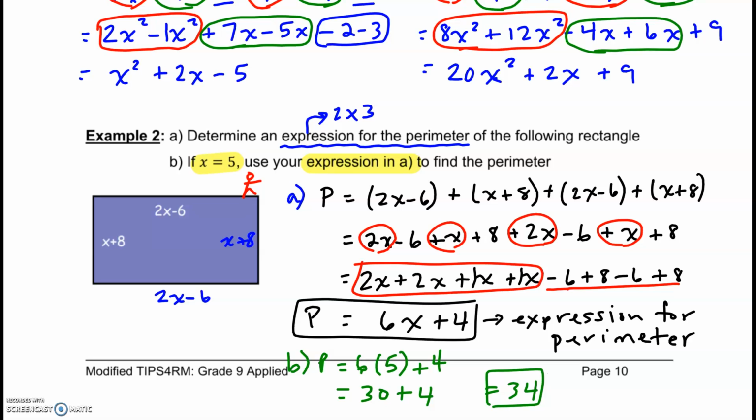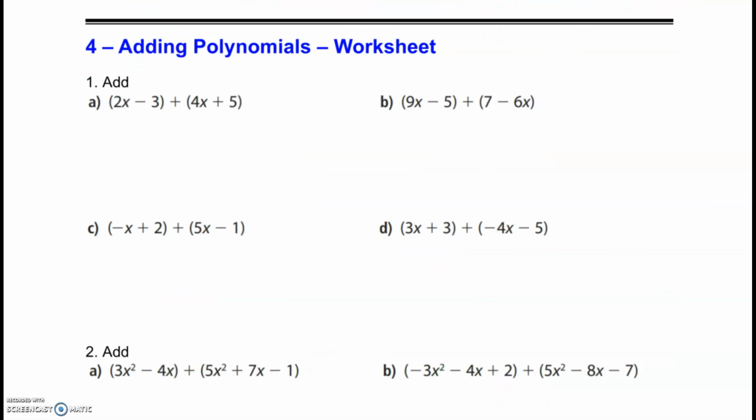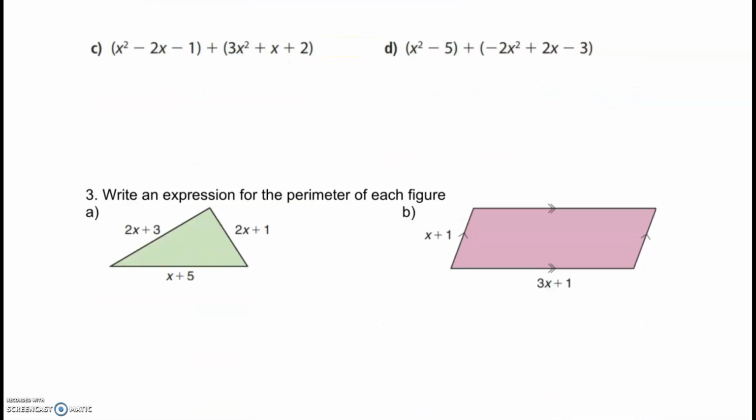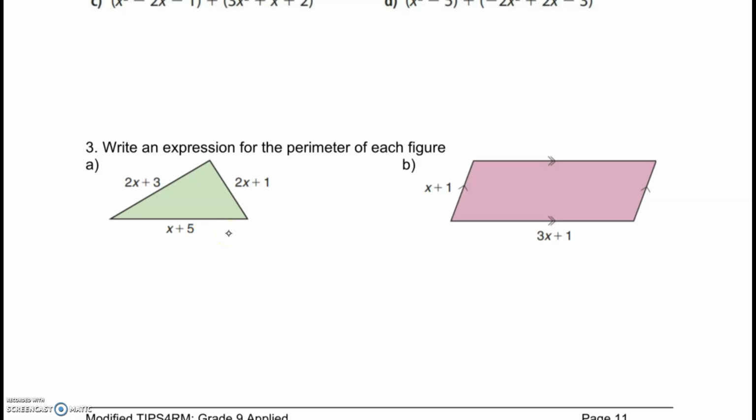Okay, let's take a look on the worksheet. So this is what you're responsible for to do on your own. Adding polynomials worksheet. So you can see question 1 and question 2 are all adding questions, and question 3 has some perimeter where you have to find the expression for perimeter. So that's like example 2.